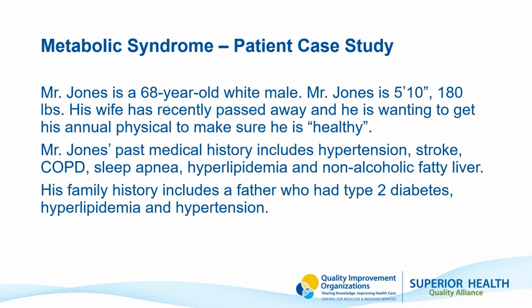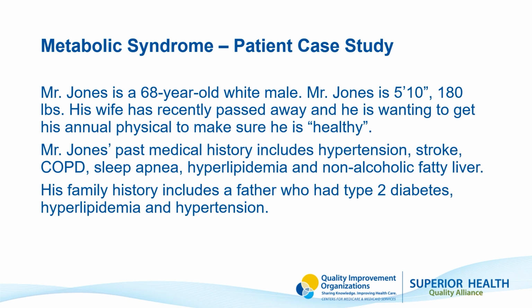Mr. Jones is a 68-year-old white male. He is 5 foot 10 inches tall, and his chart says he weighs 180 pounds. His wife recently passed away, and he's wanting to come in for an annual physical just to make sure he's healthy. His past medical history includes hypertension, stroke, COPD, sleep apnea, hyperlipidemia, and non-alcoholic fatty liver. His family history consists of a father with type 2 diabetes, hyperlipidemia, and a bit of hypertension.